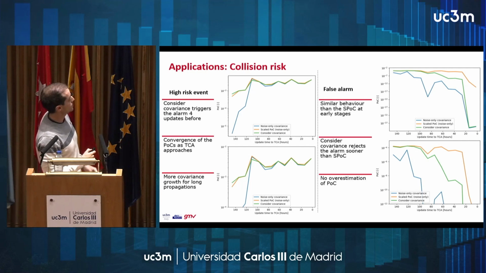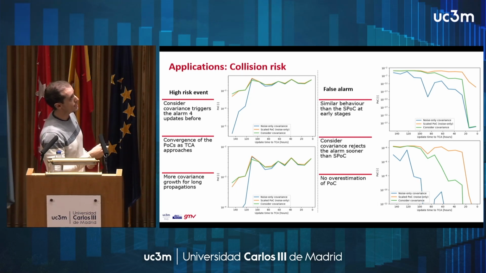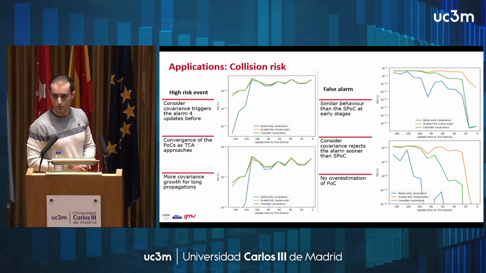Here on the left, you can see that our covariance is, for a really high risk event, able to raise the alarm even faster than they're doing, and the risk is maintained over time. But here, in the case of a false alarm, which is where our methodology is much better, we are able to detect that the actual event is a false alarm much faster, because we're actually tracking the physical uncertainty that we have in our system, not just multiplying by factors. And that's why they are only able to see that it's a false alarm barely a day before the event, where we are able to see it 3 or 4 days before the event, which is a quite good result.